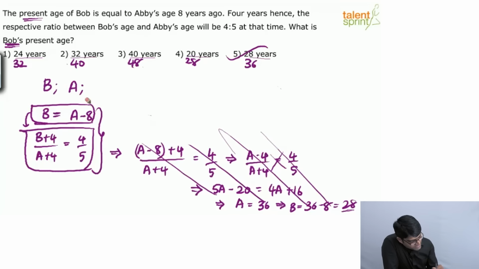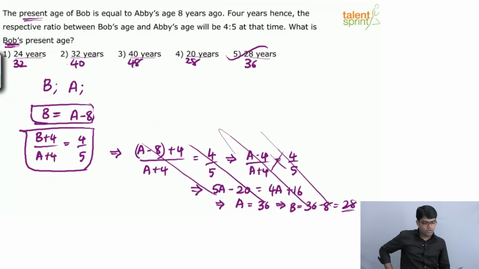How did we do this? Using the first equation. Now use the second equation. What is the second equation? It says B plus 4 and A plus 4 are in the ratio of 4:5. Can you not do that mentally? See, now what you have to do is plus 4, plus 4. So 28, 36. See, you need not put pen on paper. I will write it only for the sake of explanation, but mentally you can do this.